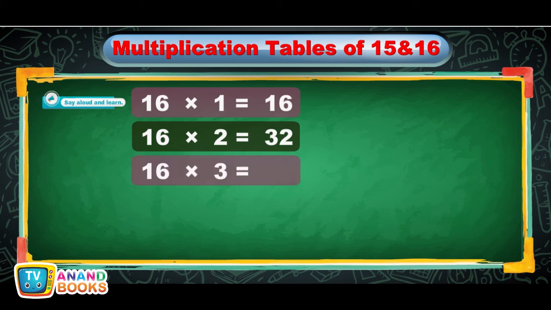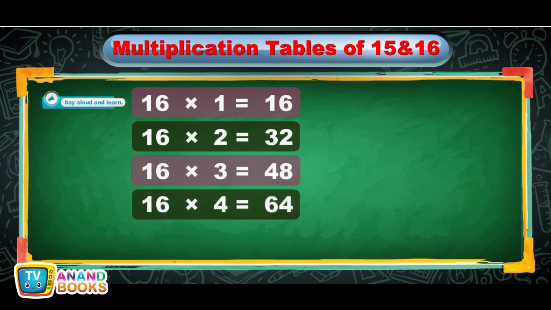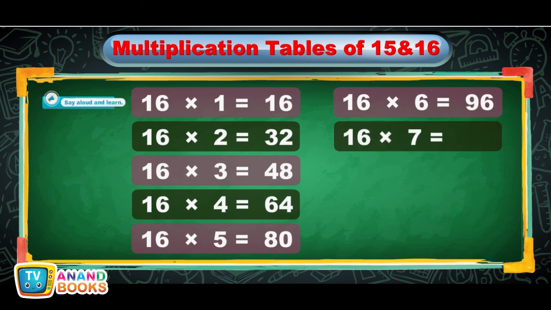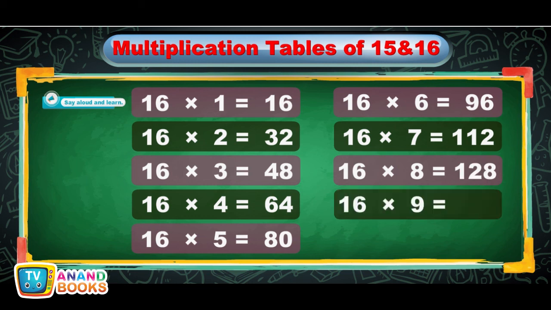16 threes are 48. 16 fours are 64. 16 fives are 80. 16 sixes are 96. 16 sevens are 112. 16 eights are 128. 16 nines are 144. 16 tens are 160.